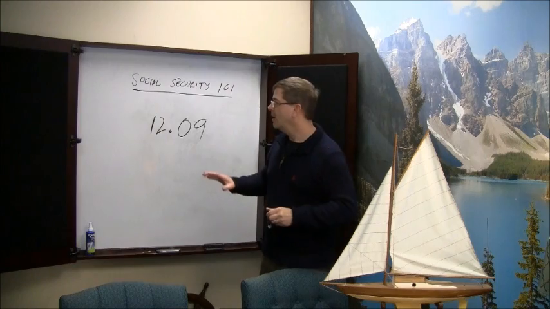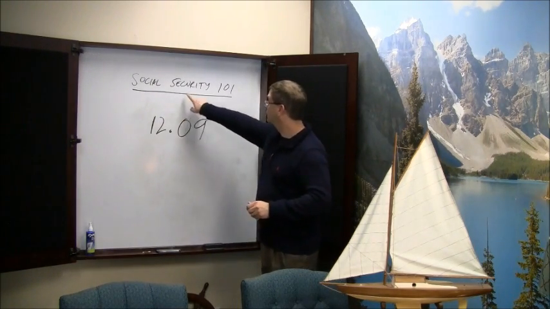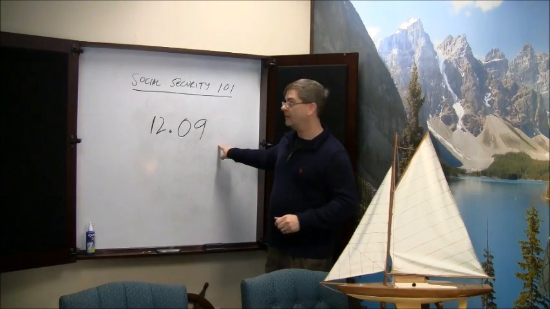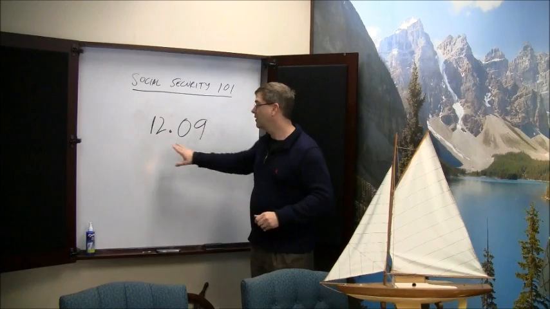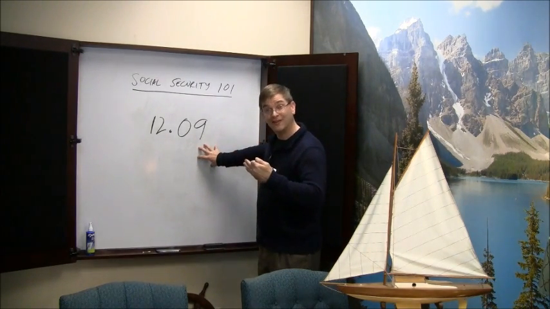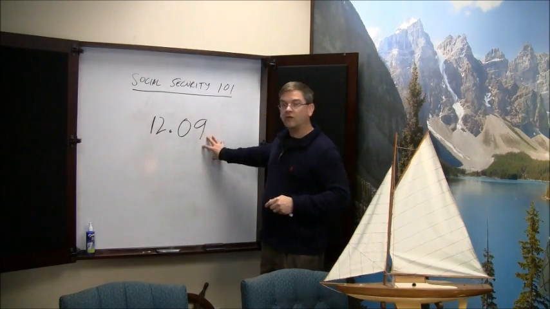I wrote for Social Security 101 this number. We call it 12.09. This isn't a math class, don't worry. What I want to do in these classes is describe the Social Security disability claims process. And today I'm going to talk about what's called a listing.